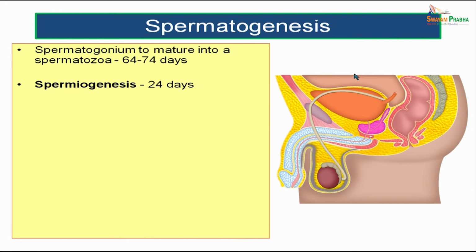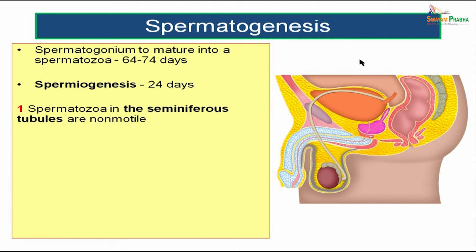And the spermatogonium matures into spermatozoa, and it takes roughly around 64 to 74 days. That is the time period required for a spermatogonium to mature into a spermatozoa. And the further maturation after the formation of spermatid into spermatozoa, that is spermiogenesis, roughly takes about 24 days. So, the entire spermatogenesis happens in 74 days, out of which spermiogenesis happens during the last 24 days.